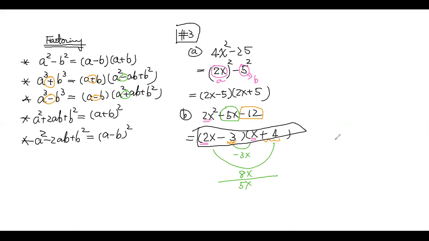All right, so let's take a look. Okay, the next one here. Let's see number 3, part C here. So this is x cubed minus 3x squared minus 4x plus 12. And what this problem wants to test you on is the concept of factoring by grouping.